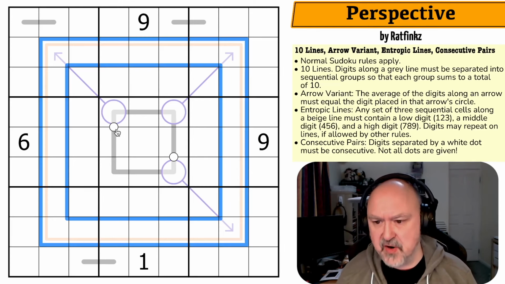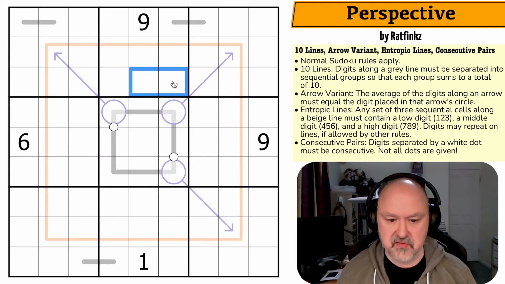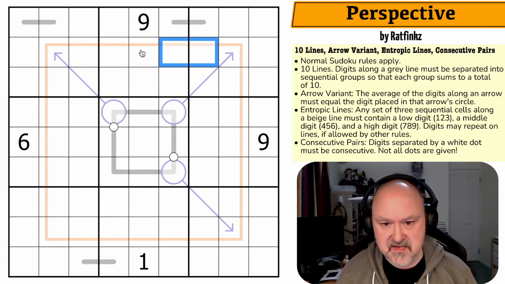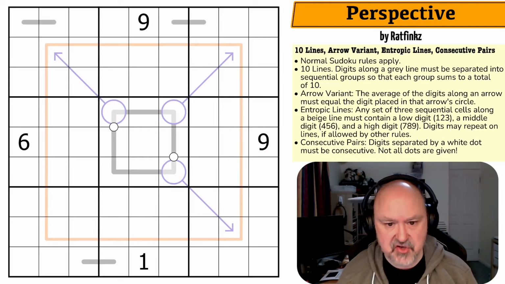Consecutive pairs. Digits separated by a white dot must be consecutive, but not all dots are given. So somewhere else in the puzzle, there will be a domino that is consecutive digits. Okay, I'm going to restart the puzzle to restart my timer. Let's give this a shot.